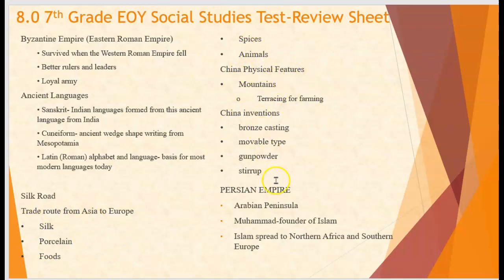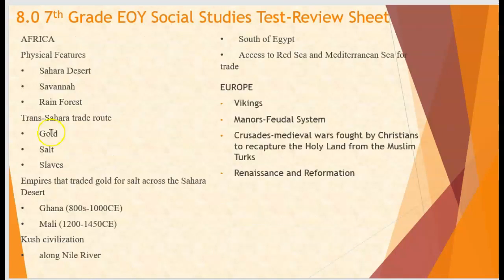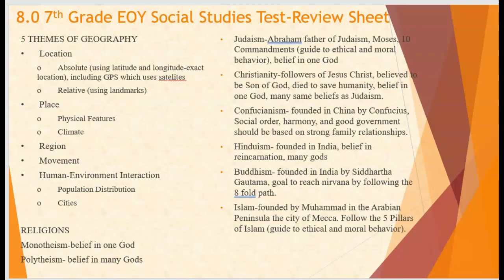Then China. What about China? What are some things that we know about China? There's lots of mountains. And remember, we talked about terracing, or kind of like steps in the mountains so that they could farm. The Persian Empire, okay, with Muhammad and Islam, and it's on the Arabian Peninsula. Then Africa, what are some of the physical features there? What did they trade? And then the Kush civilization was along the Nile River, south of Egypt. They did trading too. And then Europe, remember the Vikings and the manors, the feudal system, the Crusades, the Renaissance and the Reformation. And then again with the 5 themes of geography.